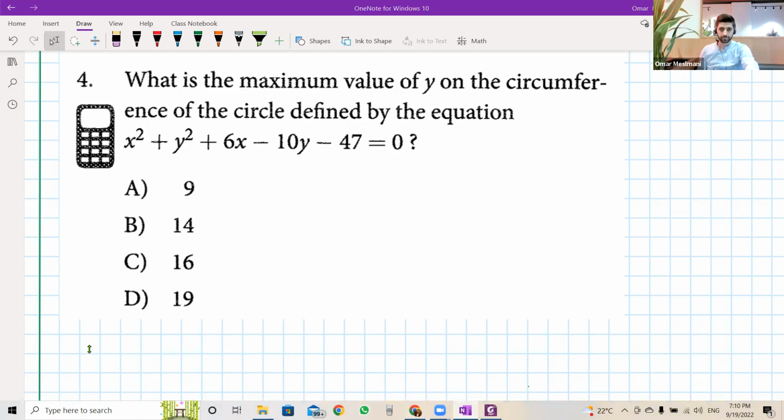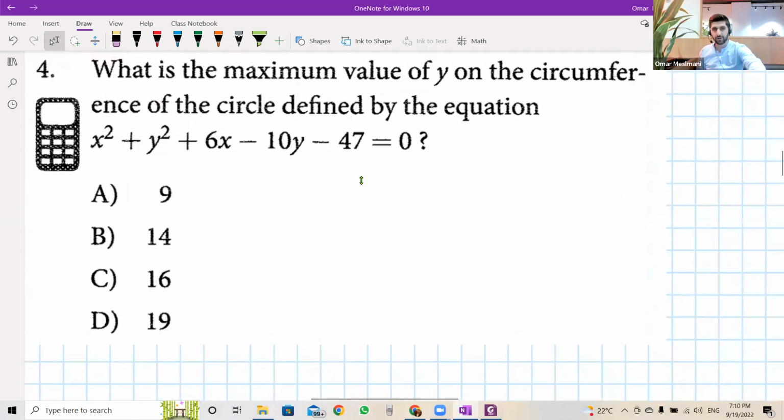Okay. All right, let me solve it. Osama, perfect. Radwa, incorrect, and Tasneem, incorrect. Okay, let me show you how to do it. What is the maximum value of y on the circumference of the circle defined by the equation? We're looking for the maximum value of y on the circumference.